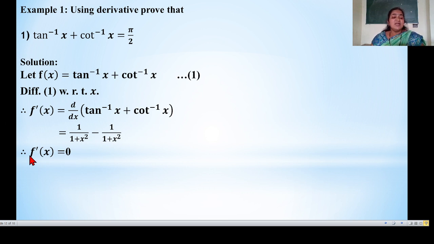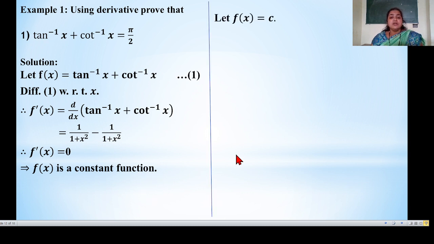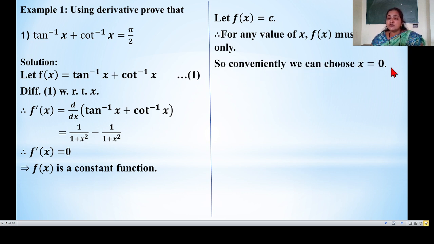When we get any derivative as 0, that means the function is constant. So f of x is a constant function, because the derivative of a constant function is 0. So f dash of x is 0 means f of x is a constant function. Let f of x be equal to c. For any value of x, f of x must be c only. For our convenience, we choose x is equal to 0.